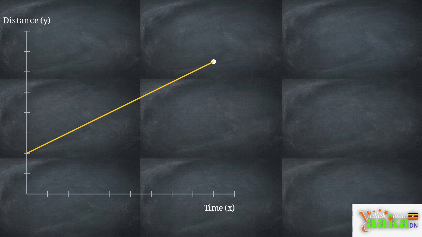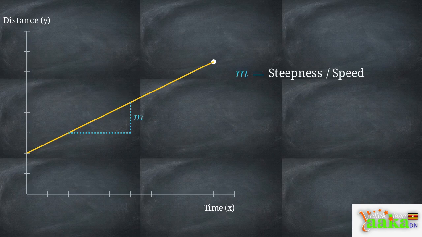Two physical traits define this line. The steepness, or gradient, tells us how fast they are going. We call this m. And the point where the line crosses the vertical axis shows us their starting point, the y-intercept, which we call c.